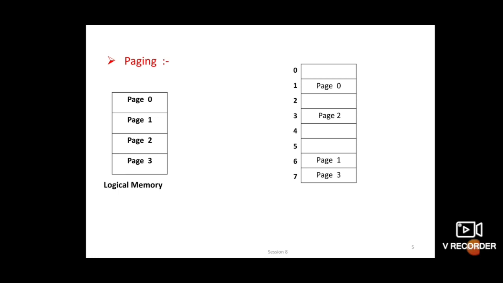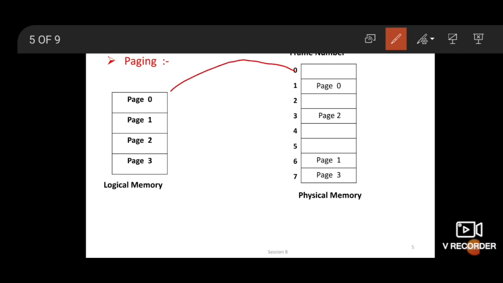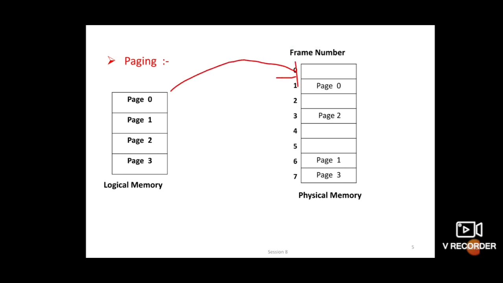Now see, this is the physical memory, also called the frame numbers. The physical memory is loaded with these pages. Physical memory is also called main memory. In this main memory, the pages are loaded wherever free space is available. All these pages are loaded into this memory. These are 0 to 7, which are the frame numbers.